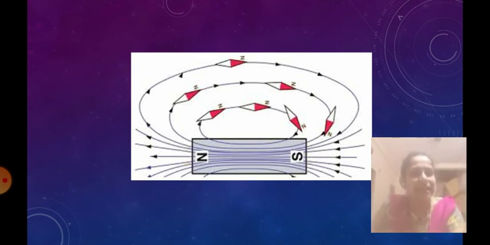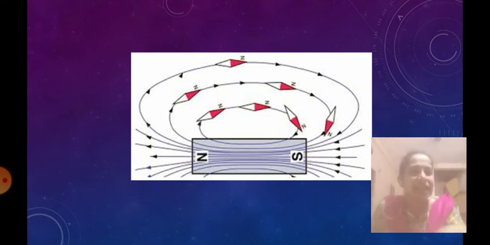You can see that the field lines are generated from north and they are moving towards south. Correct? So outside the magnet, the direction of the magnetic field is from north to south. You can see that the magnetic needles are placed at different places, and the red part is this side. That means the north is this side, and it is moving towards the south. This is how the direction of the magnetic field is found. So the direction of the magnetic field outside the magnet is from north to south.